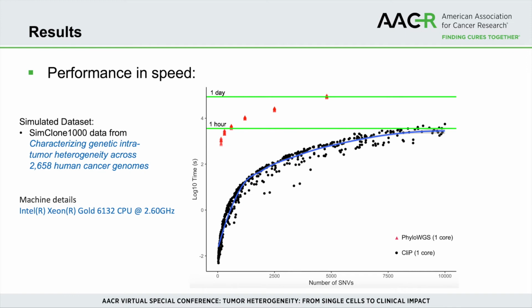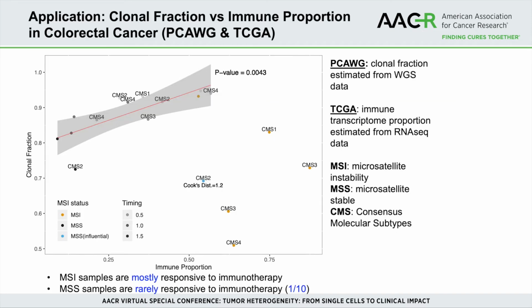Here is a plot of the speed of CliP comparing with WGS across different number of SNVs in different samples. They're both run on the same machine with one core. The y-axis is the running time in seconds, with log 10 scale. We can see that CliP has a significant gain in computational speed in all cases. Our eventual goal is to help make discoveries in cancer evolution faster using CliP.